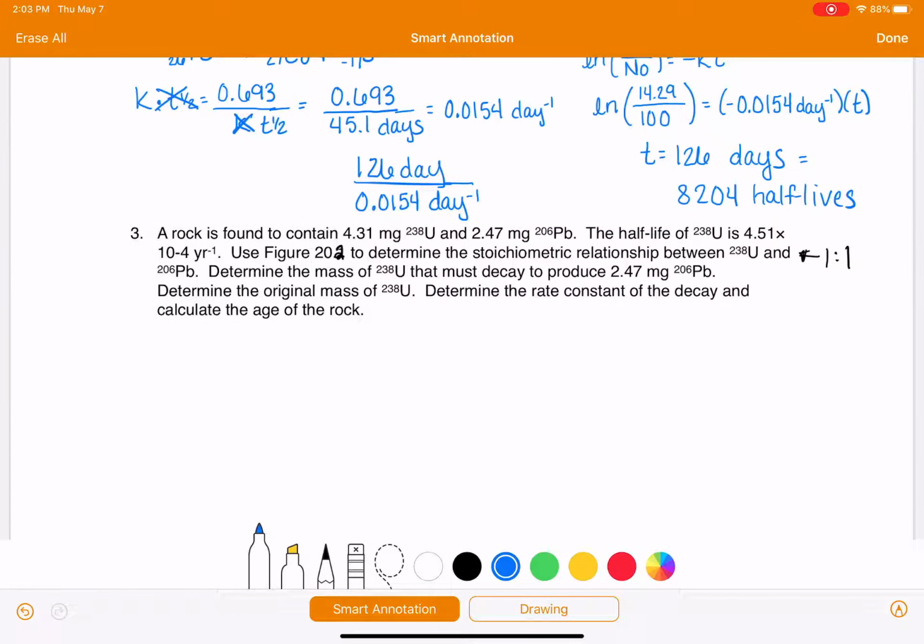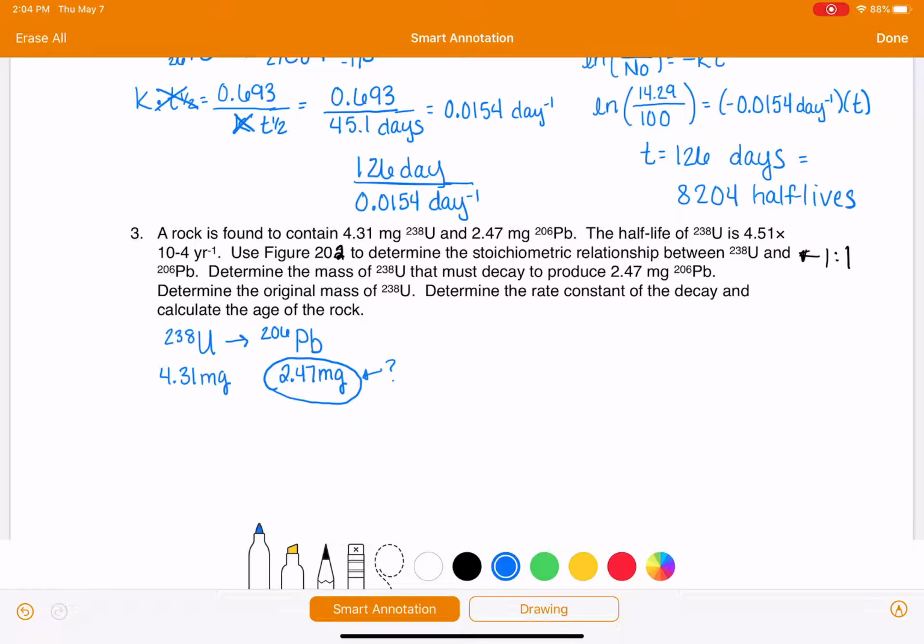Determine the mass of uranium that must decay to produce 2.47 milligrams of lead. And determine the original mass of uranium and determine the rate constant. So, this is tricky. So we have uranium-238 that is converting into lead-206. And in this particular rock, we have 4.31 milligrams of uranium, and we have 2.47 milligrams of lead. And the question is asking how much uranium had to decay to give us this much lead.